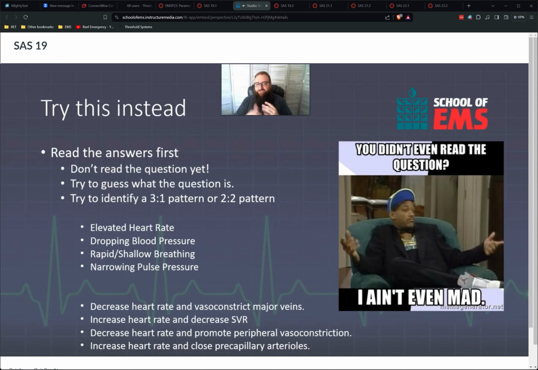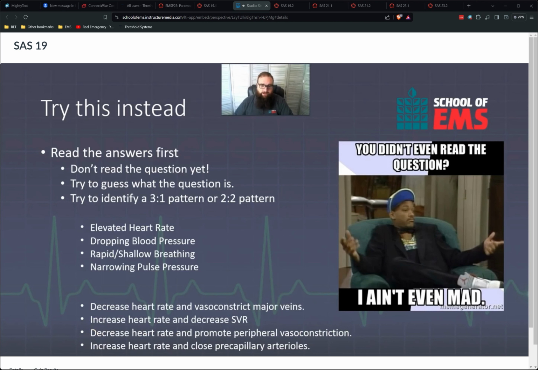Obviously, this has something to do with shock and compensation, or something along those lines. So if you decrease the heart rate and vasoconstrict major veins, that is going to drop your cardiac output but increase your blood pressure. So those might offset each other. Increase your heart rate and decrease systemic vascular resistance. Again, those might offset each other, although one might be compensating for the other in both of those, actually. Decrease the heart rate and promote peripheral vasoconstriction. Again, that's working the opposite direction. And in fact, these two are very, very similar to each other. This is major veins and this is peripheral veins.